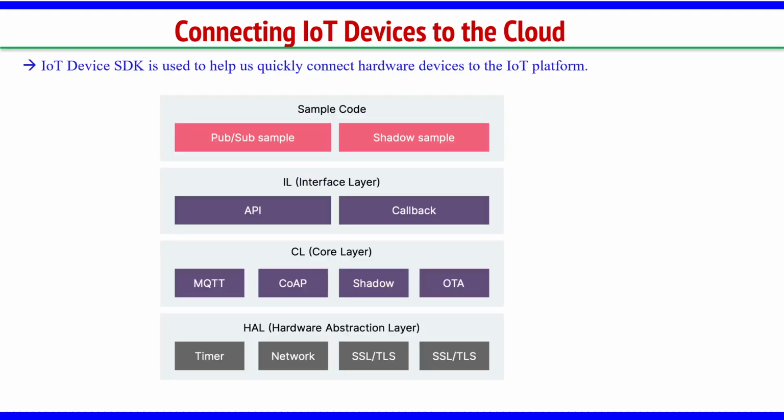Let's understand. Before we go, let's see this one diagram which clearly shows a lot of the architecture. The IoT device SDK is used to help us quickly connect hardware devices to the IoT platform. You see here the hardware abstraction layer, then the core layer, then the interface layer and the sample code, right?